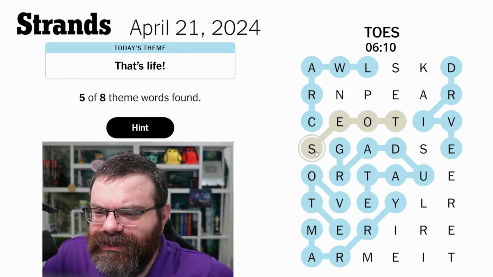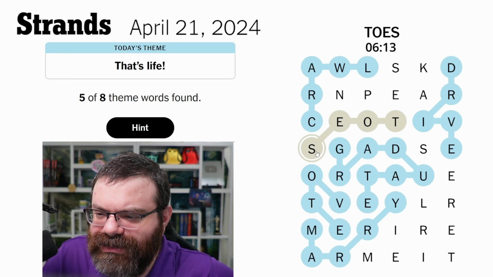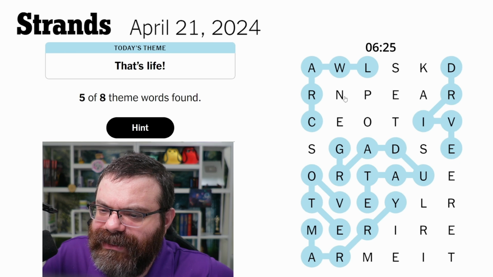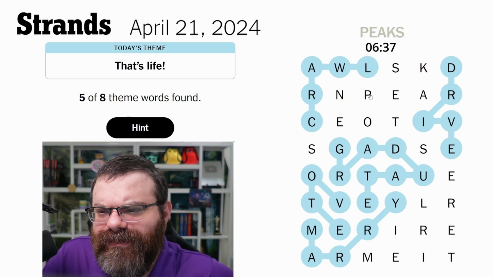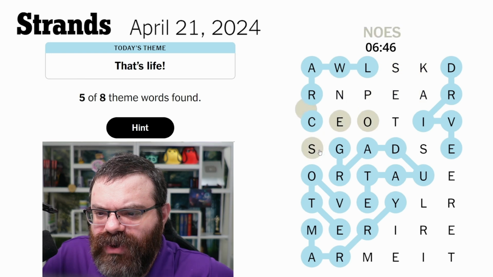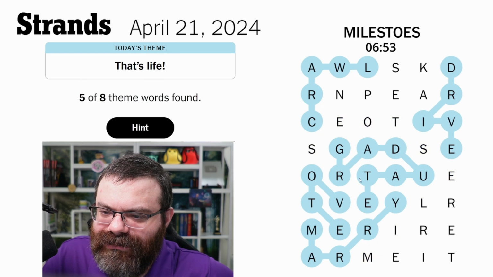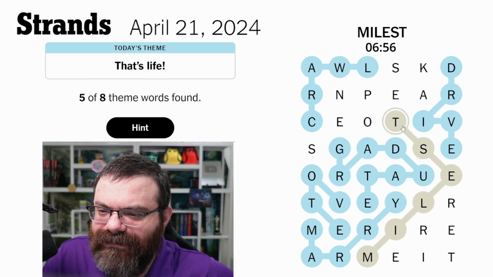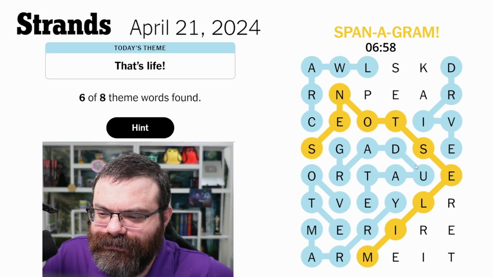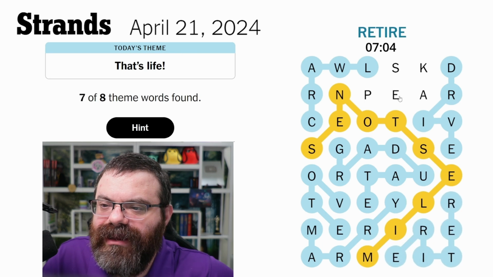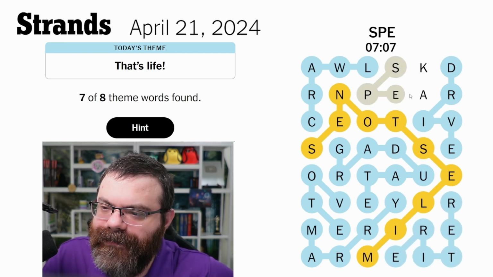CO or toes? Something ending in toes? How would that work? What's this word up here then? If this is toes, I feel like this N has to be involved. Tones. Pesca. Peaks? Maybe peaks is the ending of the spanagram? Nose. Huh. Why can't I think what these are? Milestones. Milestone. Hold on. I have to do it right. Milestones. There we go. That's why I couldn't figure this out. So what is this? Retire. Okay. And speak. Okay.